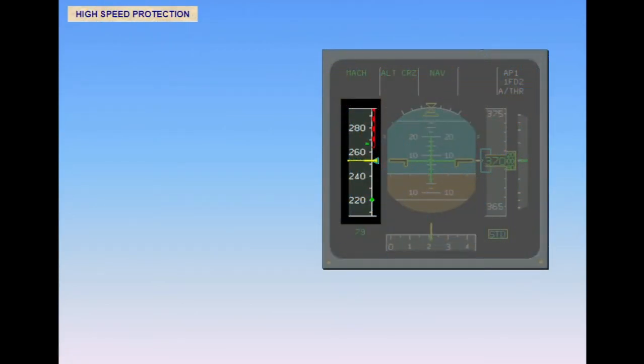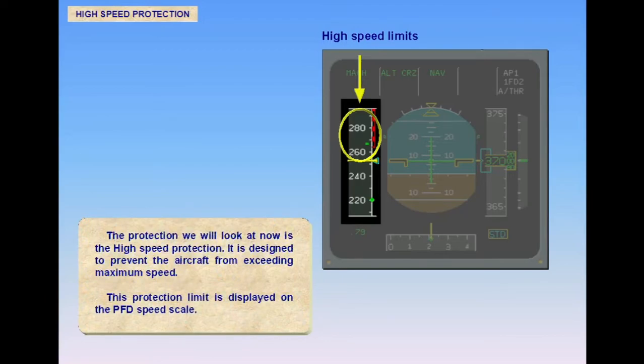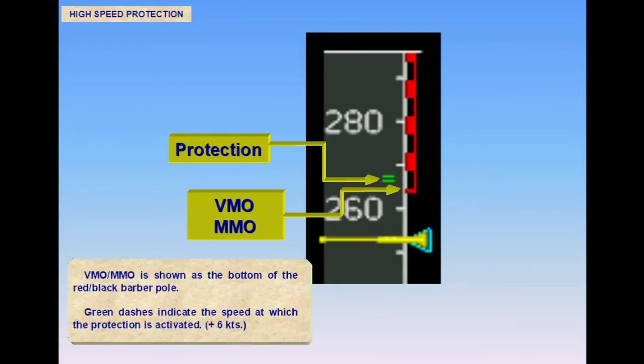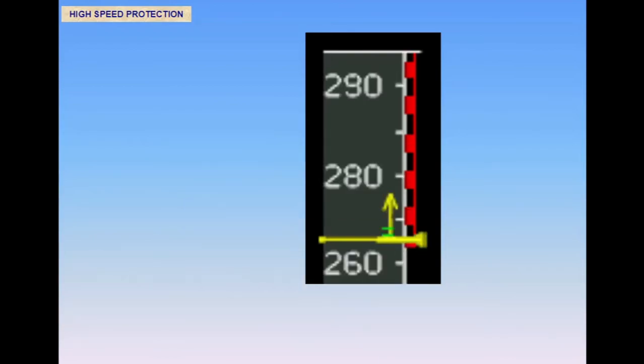The protection we will look at now is the high-speed protection. It is designed to prevent the aircraft from exceeding maximum speed. This protection limit is displayed on the PFD speed scale. VMO/MMO is shown at the bottom of the red-black barber pole. Green dashes indicate the speed at which the protection is activated, plus 6 knots. When the airspeed or Mach increases above VMO/MMO, an overspeed ECAM warning is triggered.